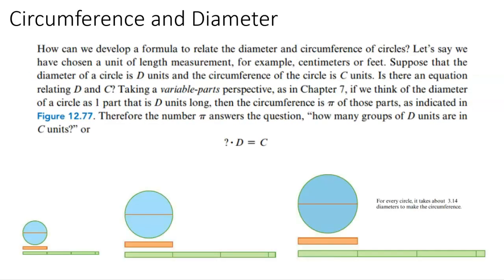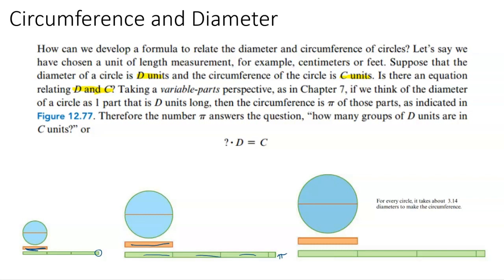So here is another visual of you seeing, all right, this is the diameter, and it takes 3 and a little bit more to go around. And no matter how big the diameter is, it's always going to take us 3 and a little more, or pi amount. So how can we develop a formula to relate the diameter and the circumference of the circle? Well, let's say we have a chosen unit of length measurement, centimeters, feet, and that the diameter is d units, and the circumference is c units. Is there an equation that relates d and c? And the answer is yes.